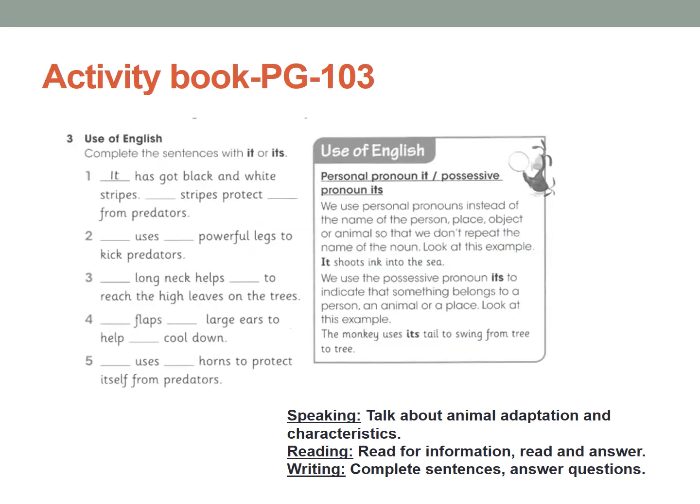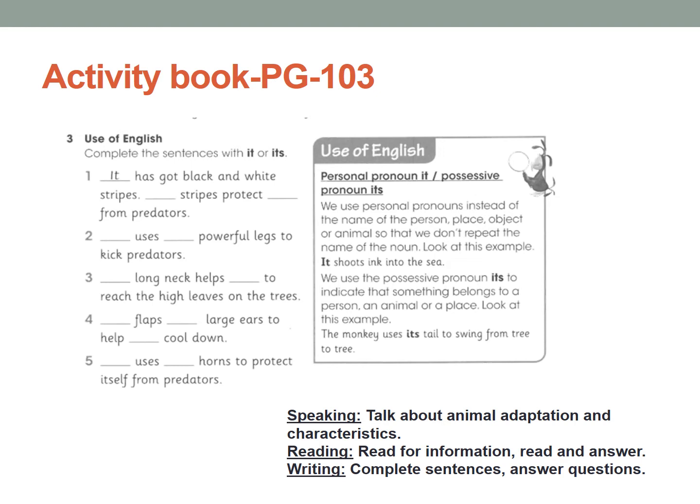Okay. Now let's get back to activity book, page number 103. Complete the sentence with "it" or "its". Same thing you did in the learner's book, now you're going to do in the activity book. Now I want you to do it by yourself. Check your answers in the next slide. Try to do it by yourself, then you check your answers.